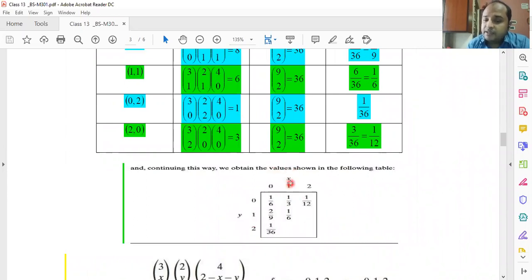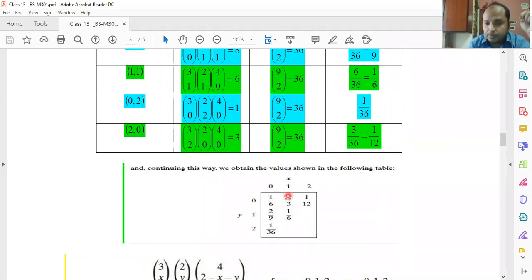The ultimate chart will be written in this particular form. See, on the top we have written the variable small x, which are the possible cases for capital X, and on the leftmost we have written small y, which are the possible cases for capital Y. Small x has got 3 choices: 0, 1, 2, and y has got 3 choices: 0, 1, 2. And we have put all the probabilities here: 1 by 6, 1/3, 1 by 12. 0, 0 has got the probability 1/6. We have put it here. 0, 1 has got probability 1/3. 0, 2 has got probability 1 by 12. 1, 0 has got probability.